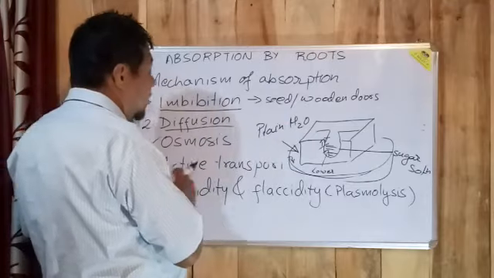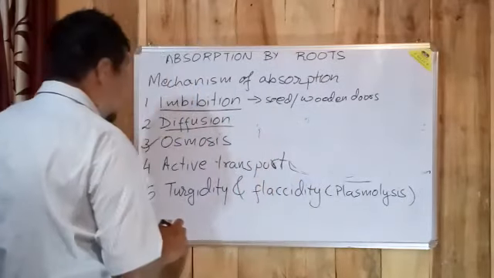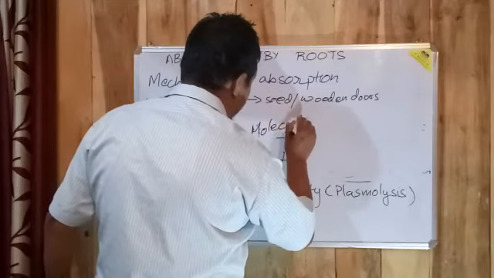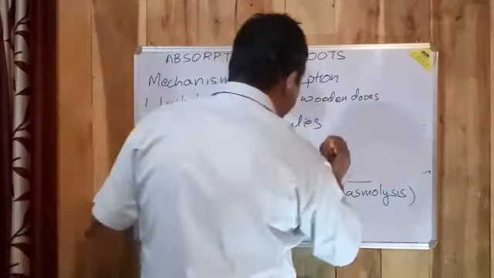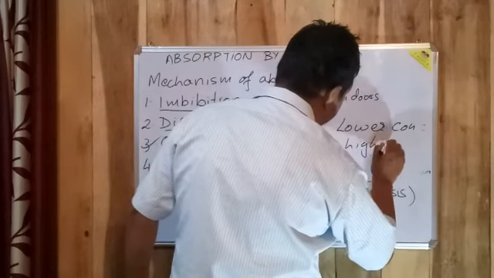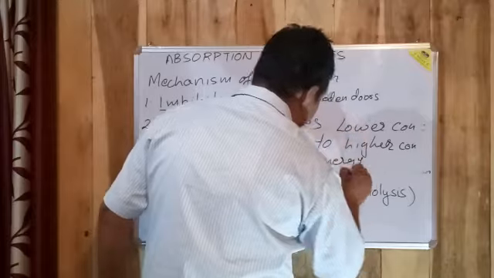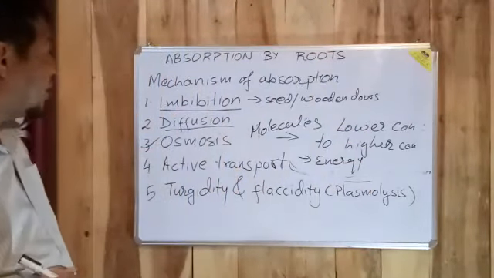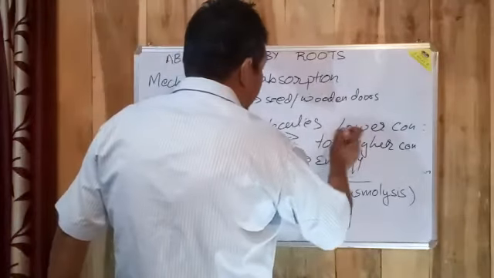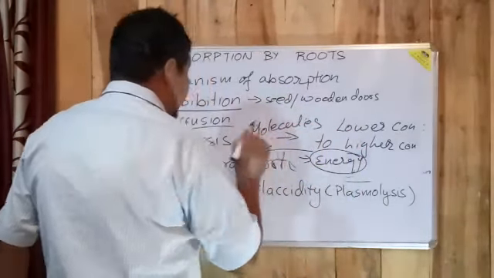Now, we will try to understand what is active transport. As far as active transport is concerned, it is the transportation of molecules from a region of lower concentration to a region of higher concentration with the expense of energy. When energy is utilized for the transportation of molecules of water, gas, or even solid to some extent, from a region of lower concentration to a higher concentration, it is known as active transport.